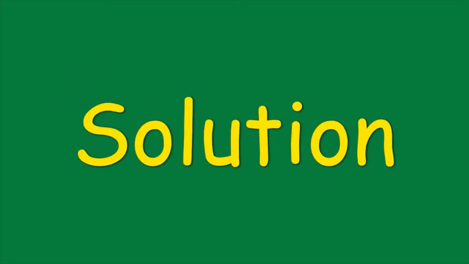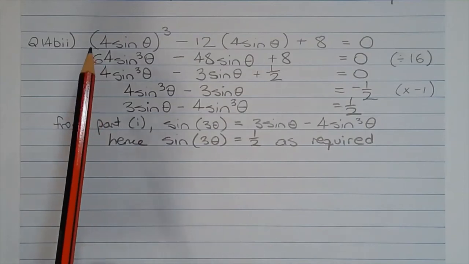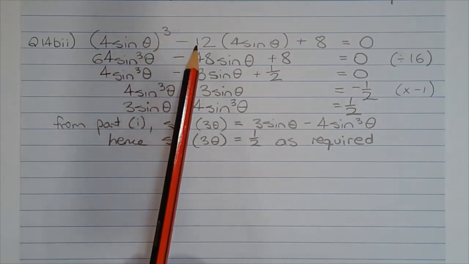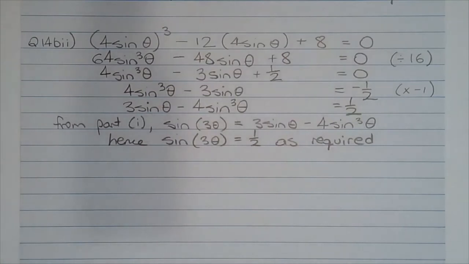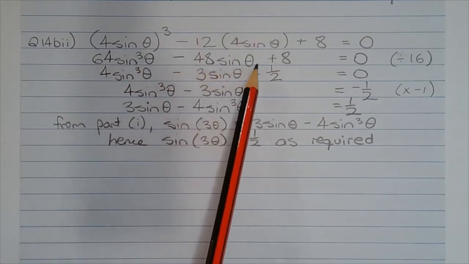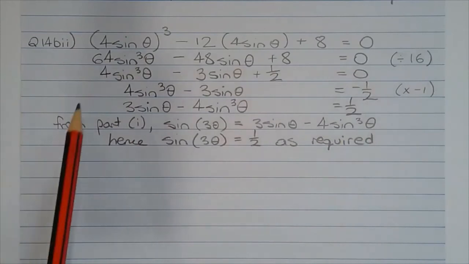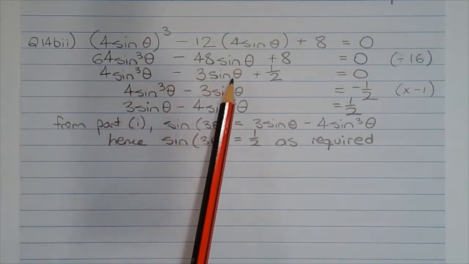Part 2. By letting x equals 4 sine theta in the cubic equation x cubed minus 12x plus 8 equals 0, show that sine 3 theta equals half. Substituting 4 sine theta for x in the cubic equation, we get (4 sine theta) to the power of 3 minus 12 multiplied by 4 sine theta plus 8 equals 0. Expanding the brackets, we get 64 sine cubed theta minus 48 sine theta plus 8 equals 0. Dividing all terms by 16, we get 4 sine cubed theta minus 3 sine theta plus half equals 0.